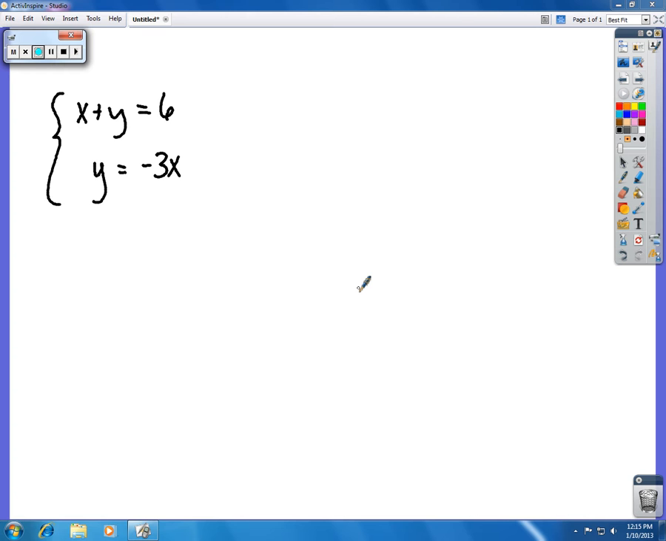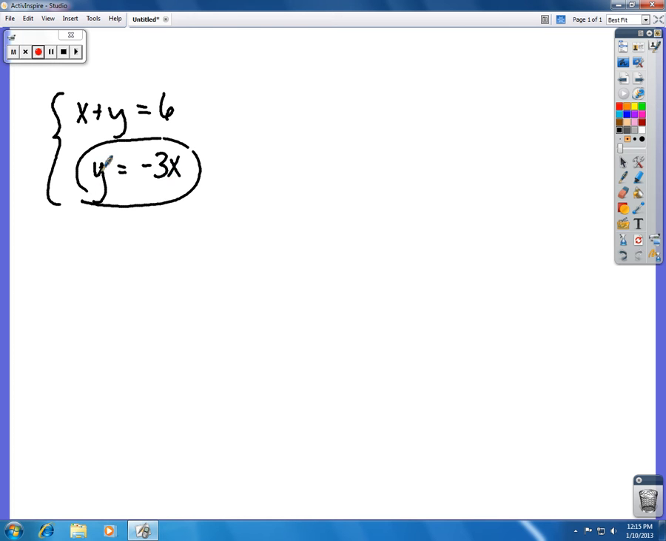Now this first example that I've got up here, what you're looking for when you're doing these problems is preferably something that's set up like this, as either y equals or x equals something. If it's already set up in that form, then this is pretty straightforward as far as how to solve it all the way through. Because what you're going to do is take this second line, this y equals negative 3x.